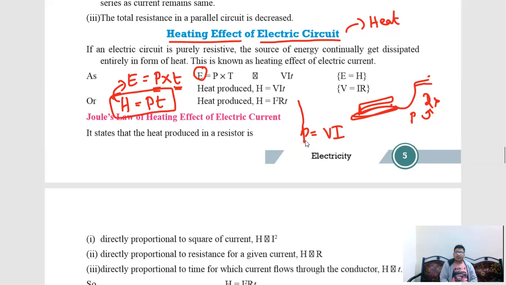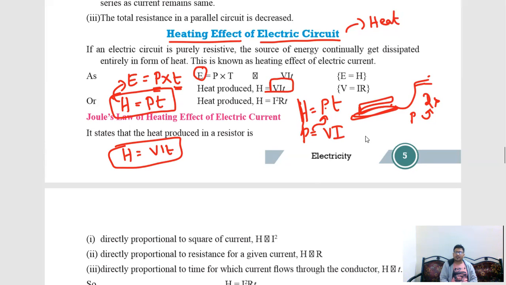Now, you see the formula we got: H is equal to P into T. Instead of this P, you can substitute V into I. What will you get, guys? H is equal to, instead of P, V into I into T. H is equal to VIT. That is also another formula.